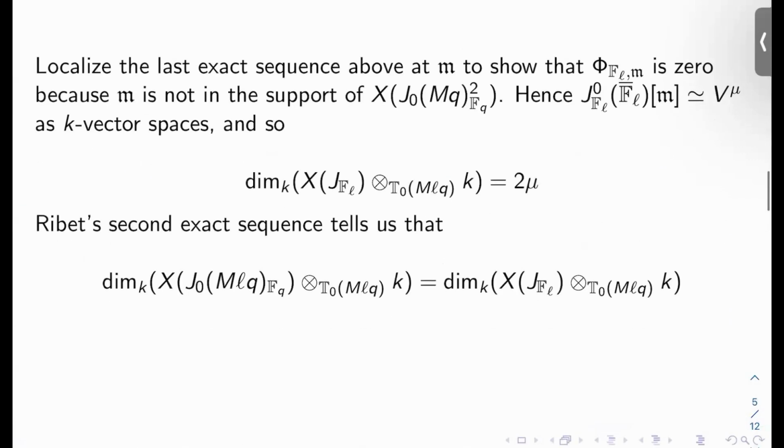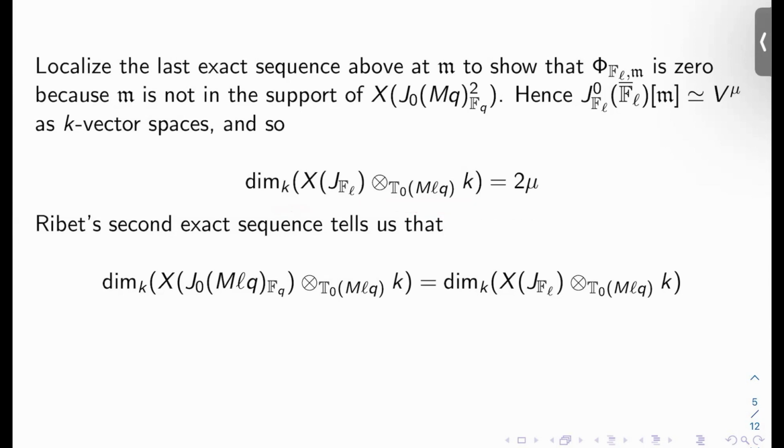So we have this. Basically, the definition of mu descends mod L to M torsion, as K vector spaces. Now, what that means is if you look at the K dimension of the character group of J mod L tensored up to K over the Hecke algebra T0 of MLQ, you just get 2 mu. This has dimension 2 mu because V is 2-dimensional. Perfect. So this is one of the equalities that we'll need.